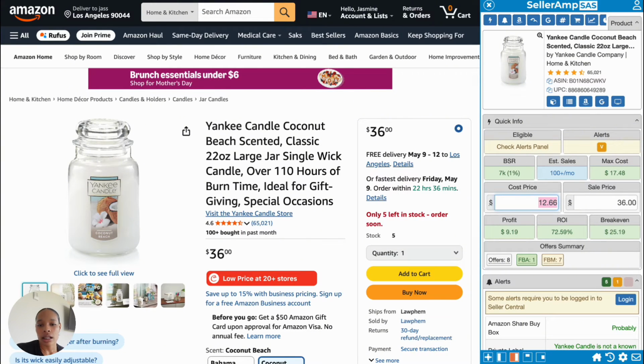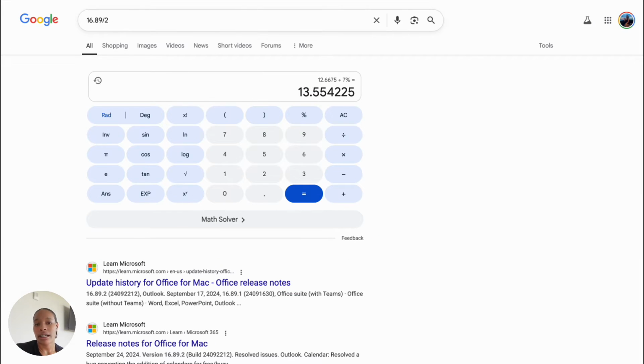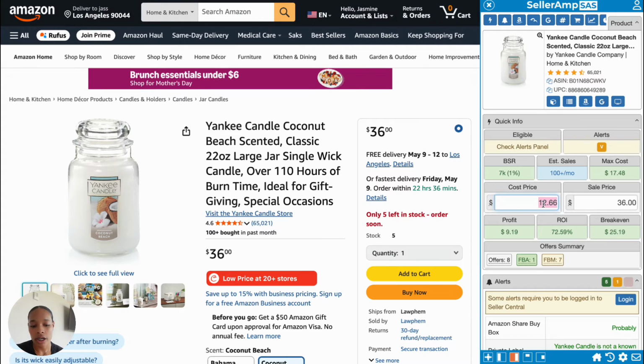So you're going to be putting in your cost price. So your cost price is the price that you plan on buying it for, the total price. So including taxes, if you're charged, 13.55 is going to be what I'm charged. And we see that it's going on Amazon right now for $36.